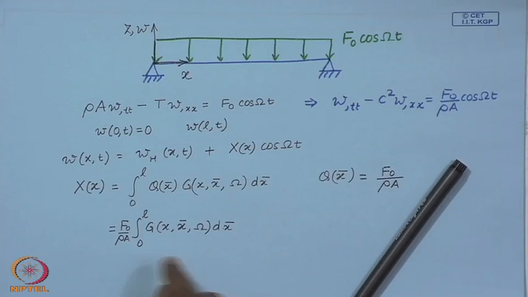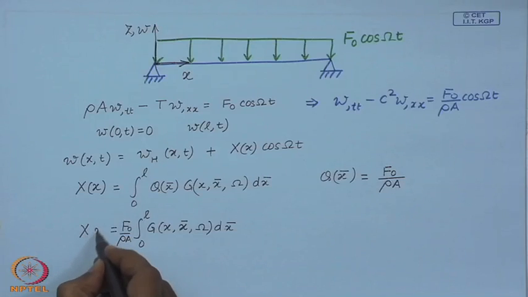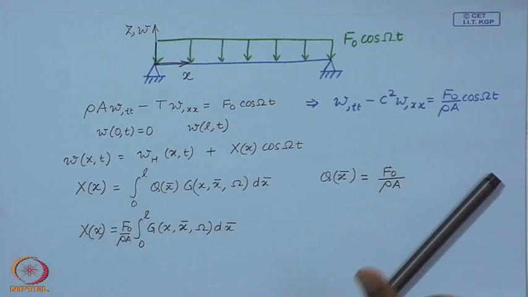Now, we are looking at this string from 0 to L. We want to find out the amplitude function capital X at any location x, an arbitrary location x.